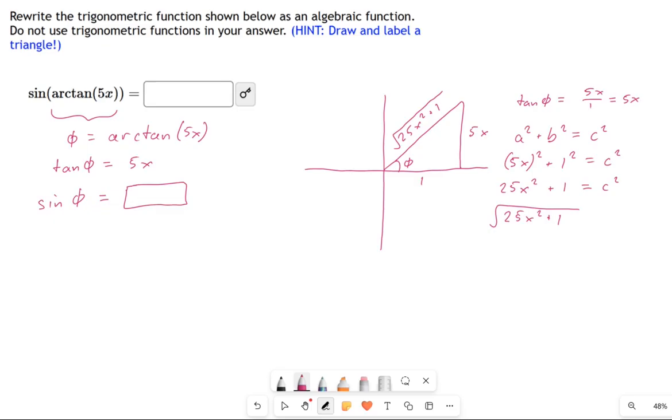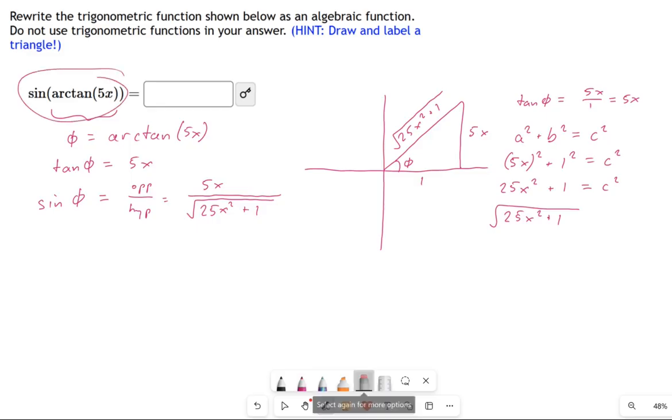And now back to our original question, what is sine of phi? Well, sine of phi is going to be opposite over hypotenuse, which in our figure here is going to be 5x, the opposite side from that angle, and the hypotenuse is this square root function that I have, which is 25x squared plus 1. So that's how you work your way through this problem. It's more of a matter of rearranging the initial question right here into something that you might recognize better from earlier units in trigonometry.